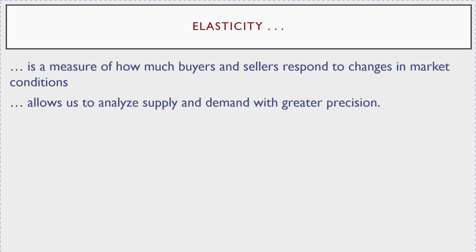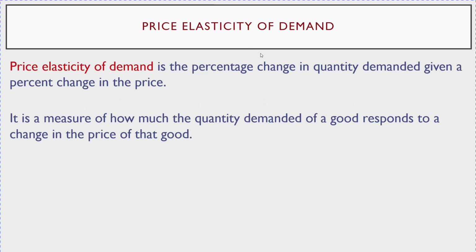Okay. So first off, in economics, what is elasticity? Elasticity is a measure of how much buyers and sellers respond to changes in market conditions. This could be a change in the price or a change in individuals' incomes. It looks at what happens to the supply and demand of a good when you change something, like what happens if people's incomes double? What's going to happen to the supply and demand curves? This allows us to analyze supply and demand with greater precision, and you're going to see that when we get to the calculus problems. This section focuses primarily, or really only, on price elasticity of demand.